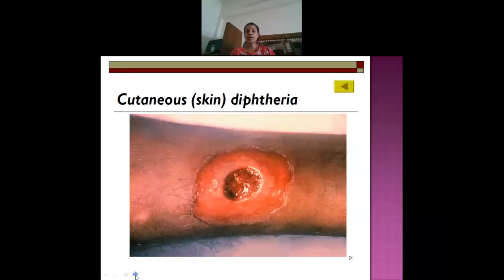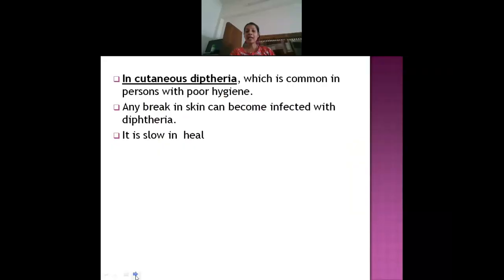Next is cutaneous diphtheria. In cutaneous diphtheria, as we have seen in the picture there, the patient can have skin lesions, and usually the patient will be having certain ulcers on the skin, and that may be a source for the transmission of infection. Usually in cutaneous diphtheria, it can be because of poor personal hygiene. And most of the time, these skin lesions will heal very slowly.